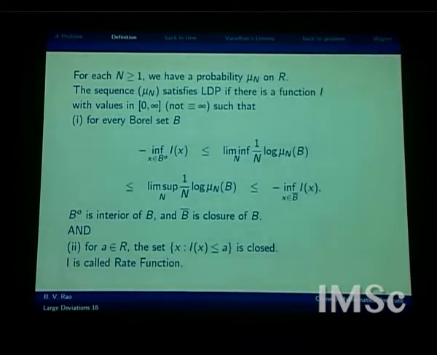Of course, this does not say that you are eligible to replace d mu n by e to the minus n I x dx in any case. Okay? This is the meaning.